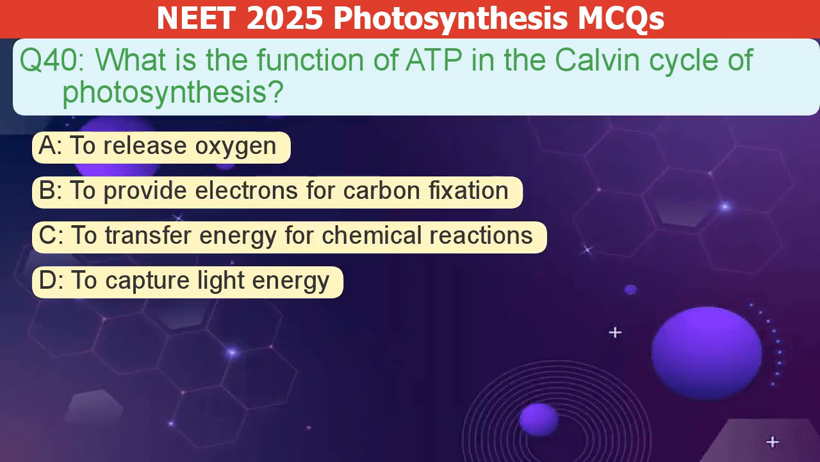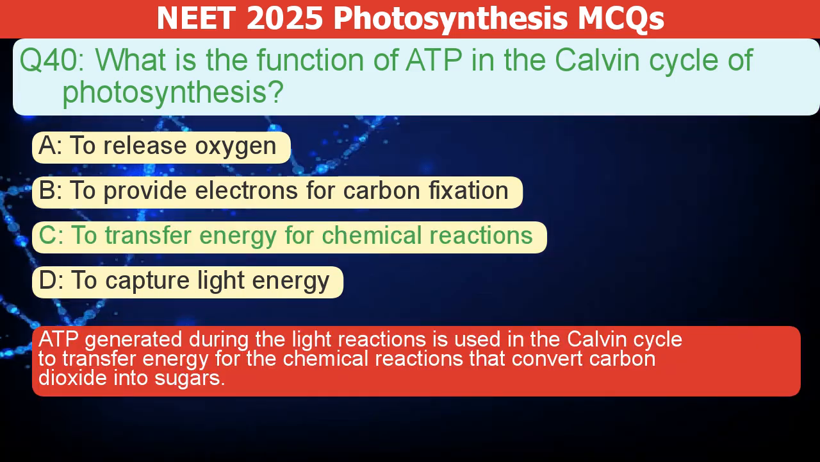What is the function of ATP in the Calvin cycle of photosynthesis? A. To release oxygen. B. To provide electrons for carbon fixation. C. To transfer energy for chemical reactions. D. To capture light energy.